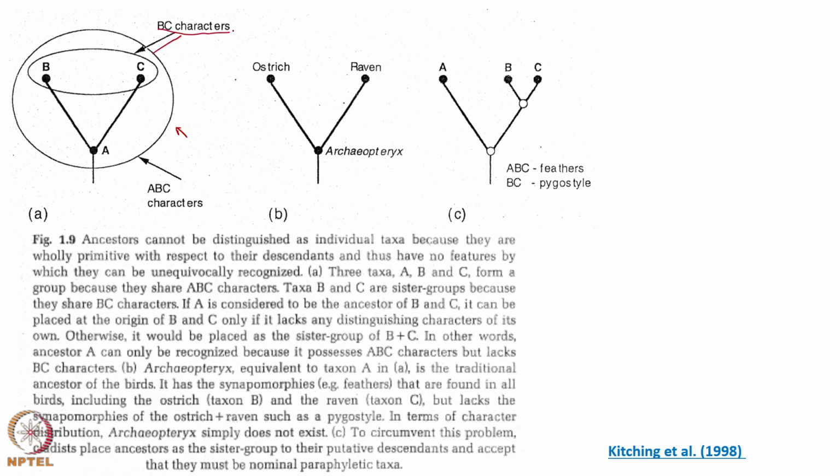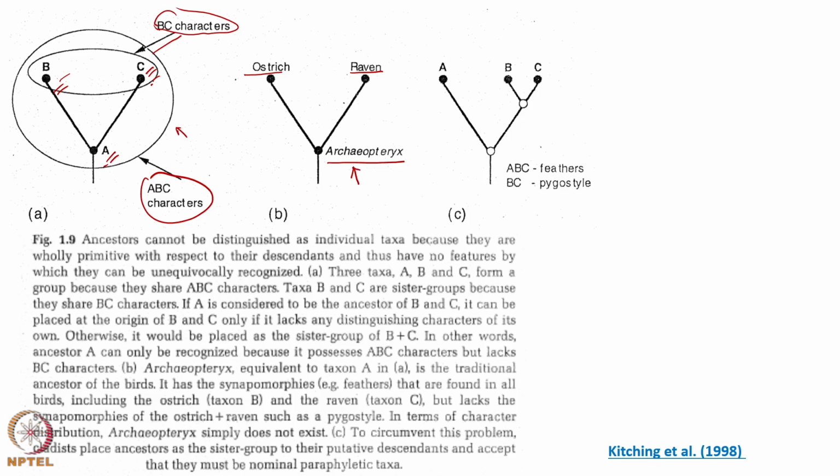BC character can be identified based on which B and C can be grouped, and if we consider ABC character, that means characters of A, B and C are taken care. An example of this A, B, C can be Archaeopteryx, ostrich and raven. Archaeopteryx got extinct, we do not have any modern analog. Archaeopteryx is found only in terms of fossils.